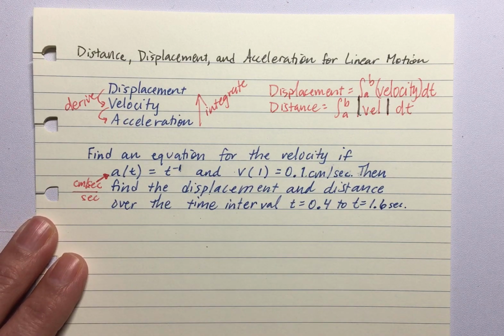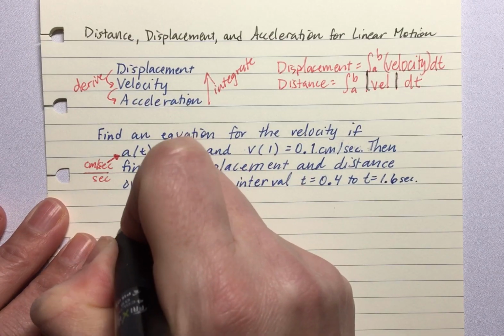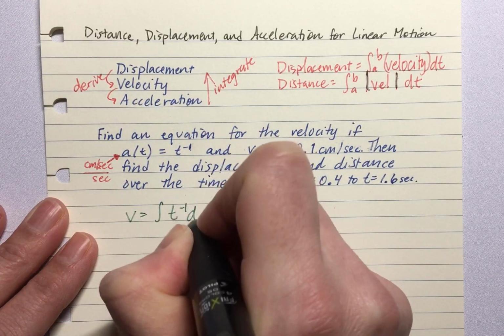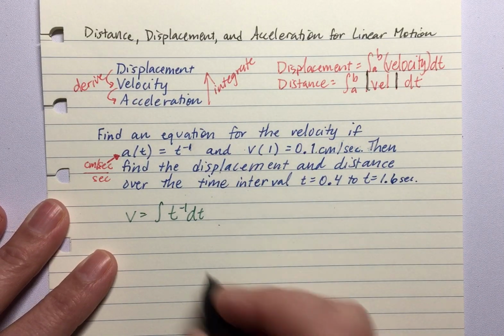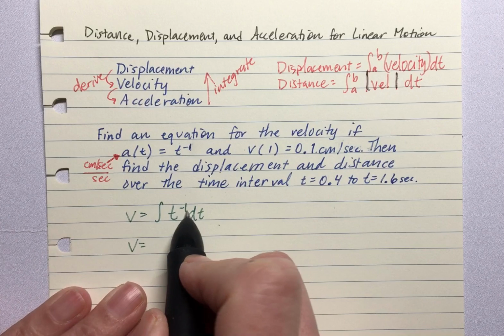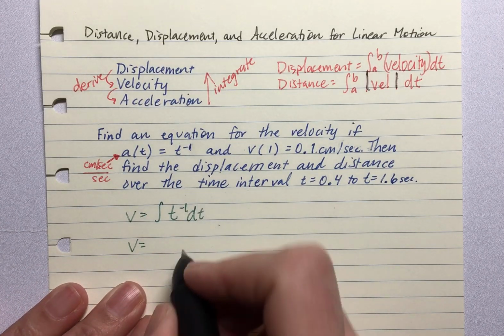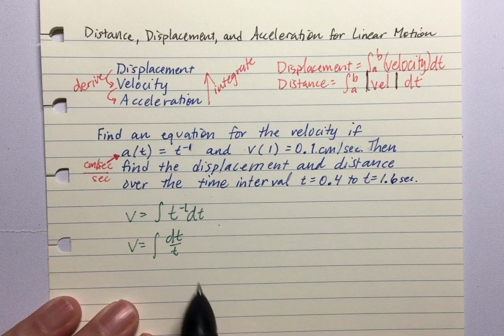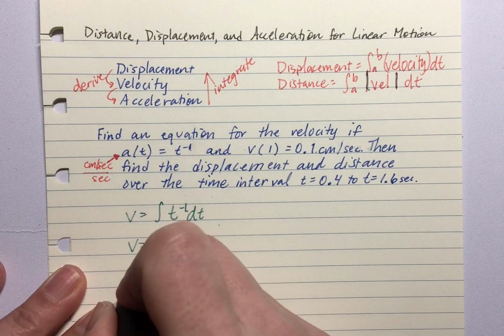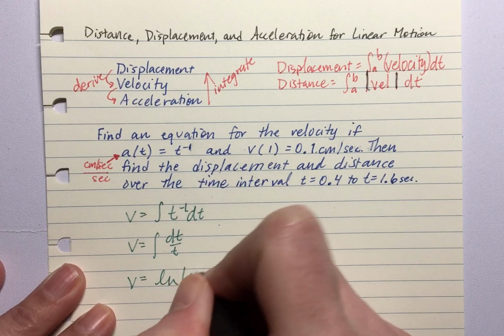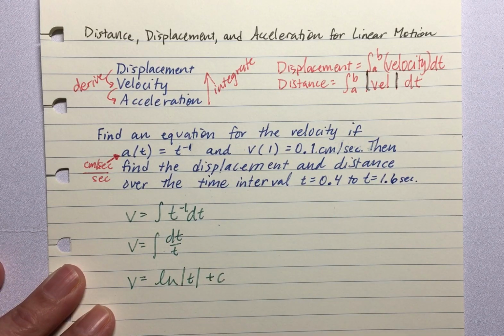So to do this then, our velocity is going to be the integral of t to the -1 dt. Which you might recall is really, because if I add 1 to the exponent, divide by the new exponent, it's falling apart. That's just dt over t, and by now we know this guy really well. So our velocity is the natural log absolute value t plus c.